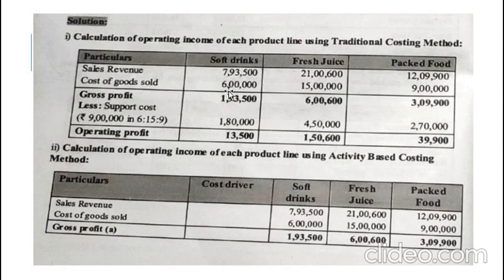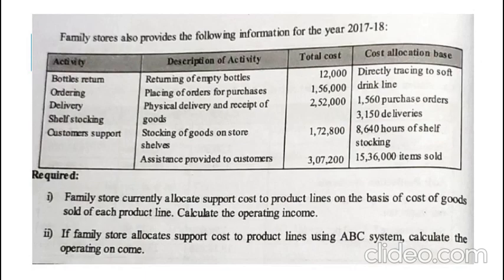So as per the question, the cost of goods sold is 6 lakh, 15 lakh and 9 lakh. So we will make it in a simple way where we will take 6 is to 15 is to 9. While we are distributing based on cost of goods sold, we need to take the proportion from each item. So 6 for soft drinks, for fresh juice it is 15 and for packed food it is 9.